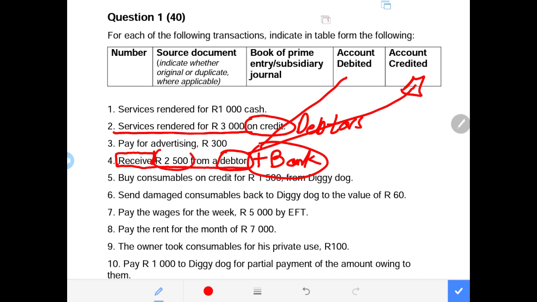The amount will be 2,500 rand. But the amount is not our main concern or main focus. If there was a column that says amount here, then the amount to be recorded would be 2,500. But the main focus here most of the time, or in terms of the marks also, is the account debited, account credited, book of prime entry, and the source document.